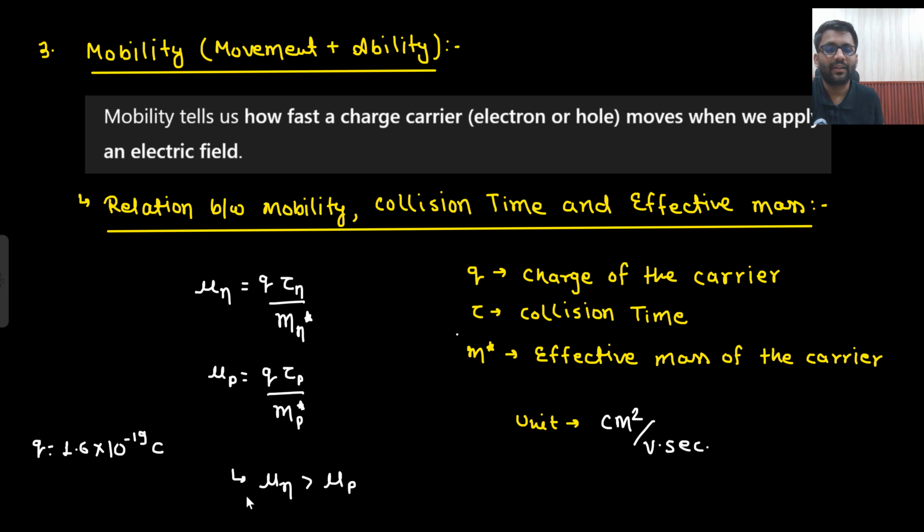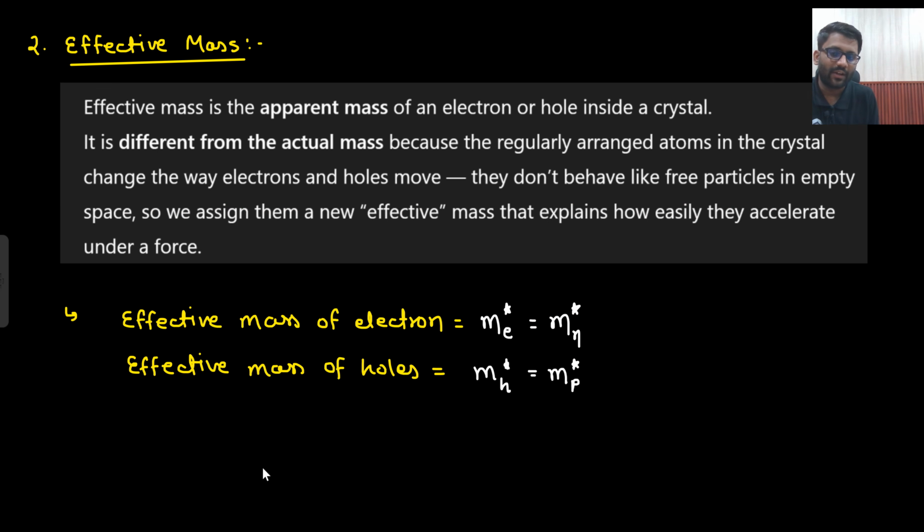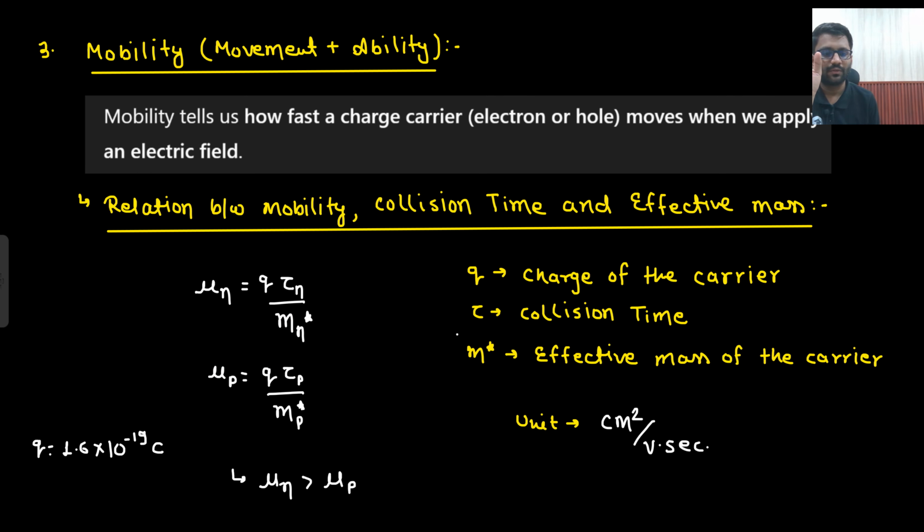It may happen that in some material, you will not study those materials, at a particular condition, holes can also move faster than the electrons. Effective mass of holes can also be lesser than the effective mass of electrons. So here I will write down, generally effective mass of holes will be greater than the effective mass of electrons. Here also I have written generally, not always true. In your case it will always be true.